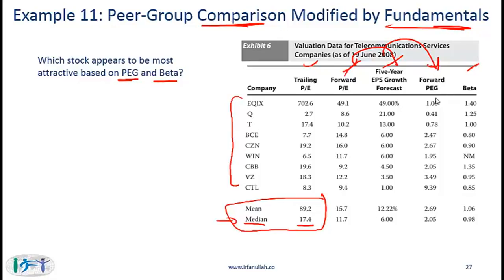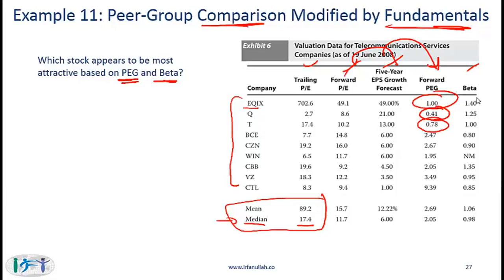So in essence, the PEG does consider one fundamental factor, which is growth, but there are other factors such as the riskiness of beta. So let us now look at which stock appears to be most attractive based on these two. Which appears to be most attractive based on PEG? So if you look at Q, that appears to be most attractive based on PEG. What about this company? I'm going to pick the 3 lowest PEGs. Okay, so 0.78. So these appear to be relatively good.